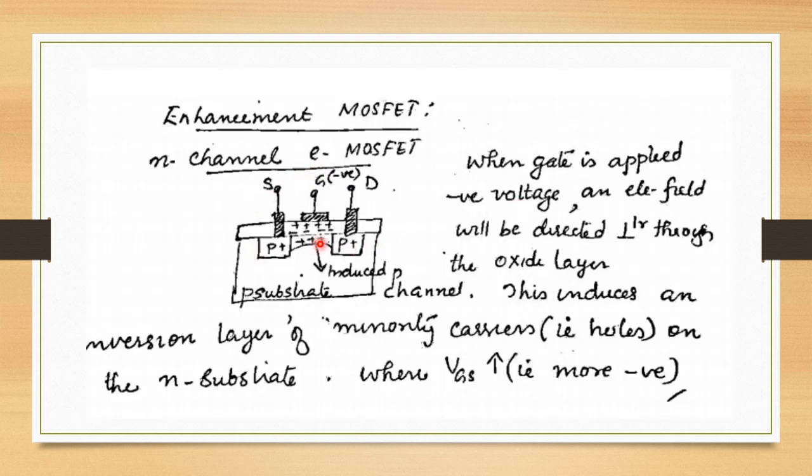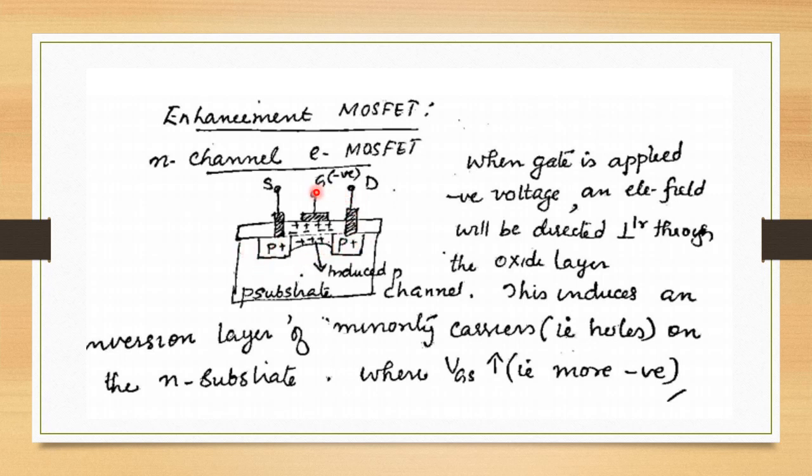Now initially there is no channel. When we apply 0 voltage on the gate and apply drain and source with a positive potential, there is no connection between these two regions. Hence no current flows when VGS is 0, and even if we apply VDS, no current passes through the substrate.